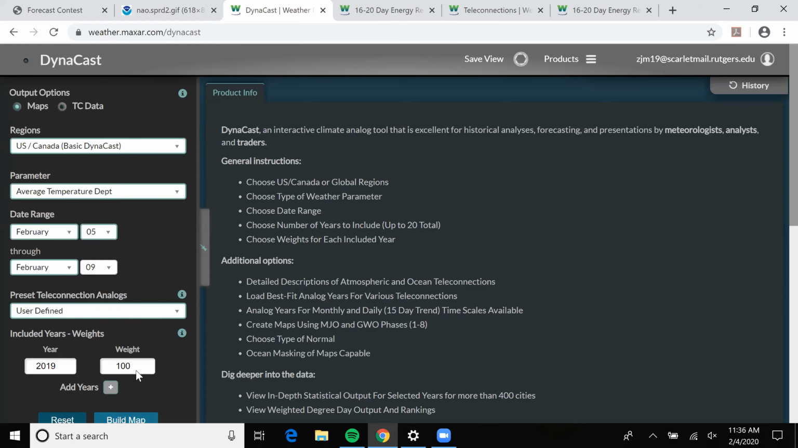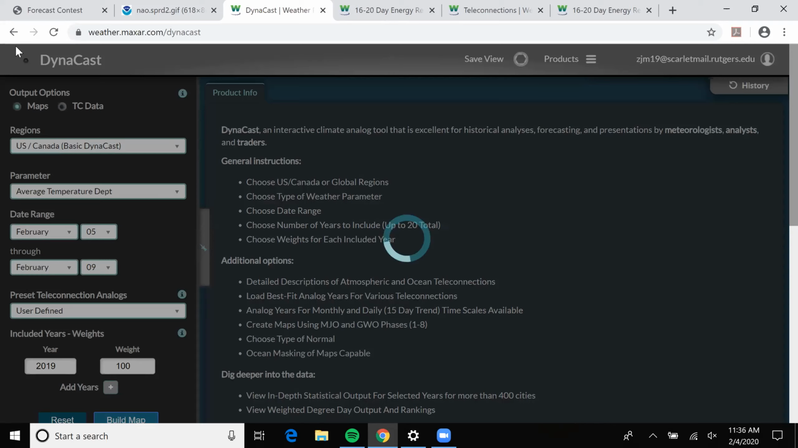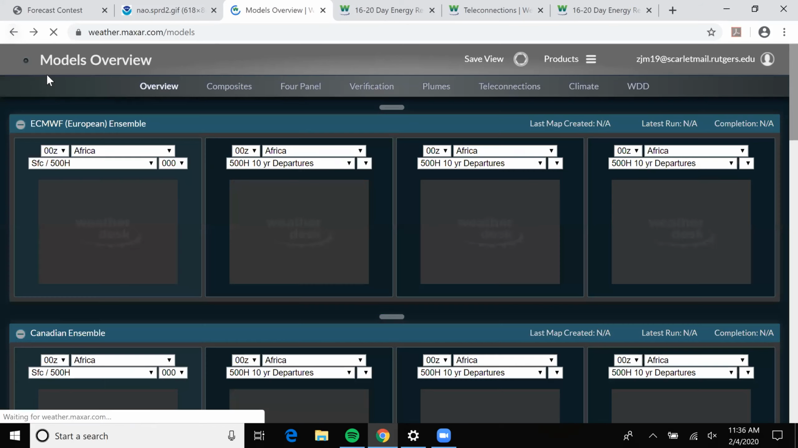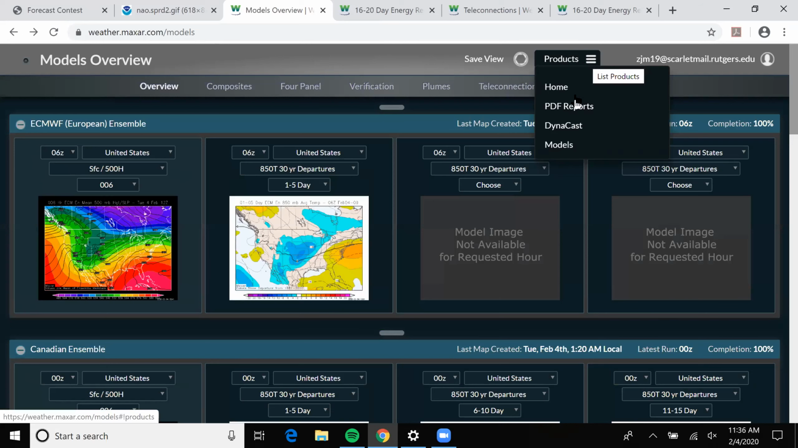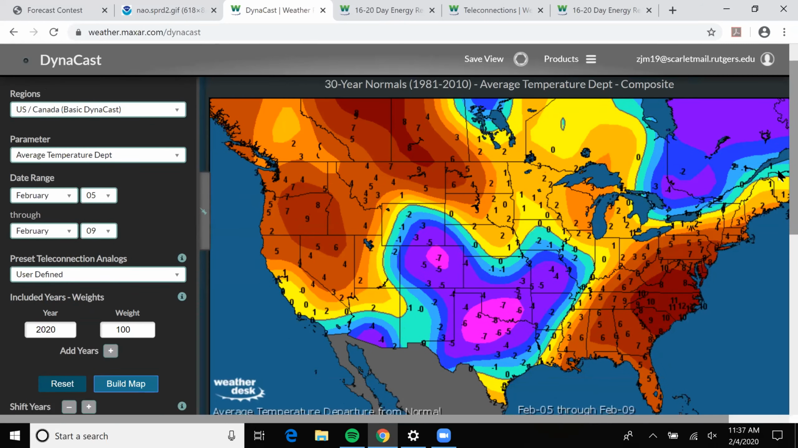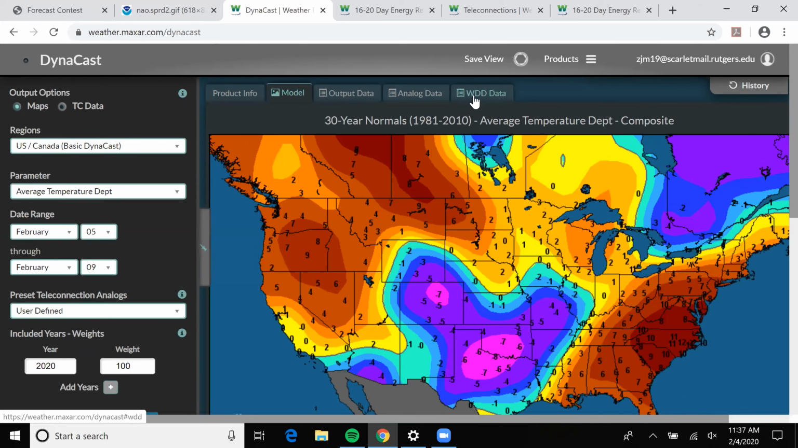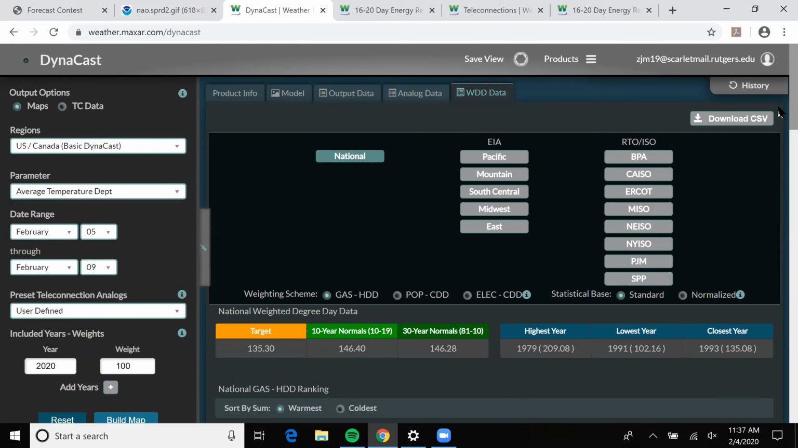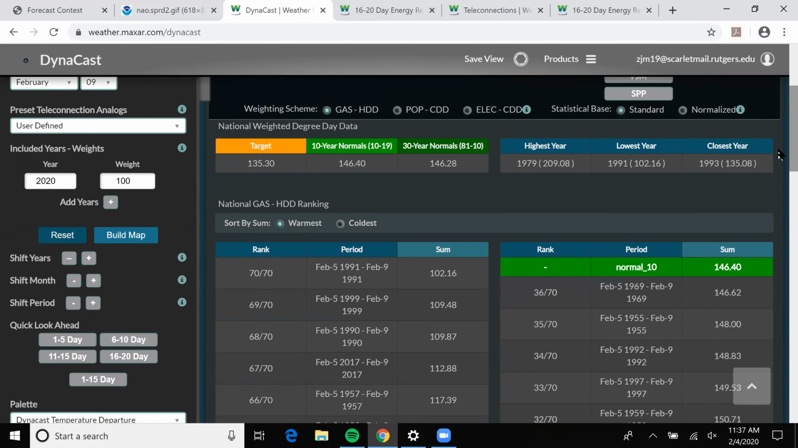Yep, and just hit 2020. When Zach punches this in for 2020, the map that comes up will be the Maxar forecast. Because it's effectively a days 2 to 6 forecast, I'm sure there'll be some change, but it probably won't change too much in the data. Then he's going to click on the WDD, and you can see the target where it says target 135.3. That is their current projection for this period.